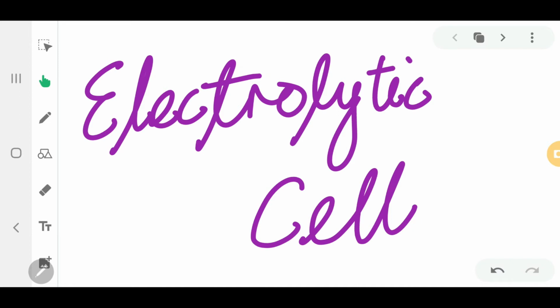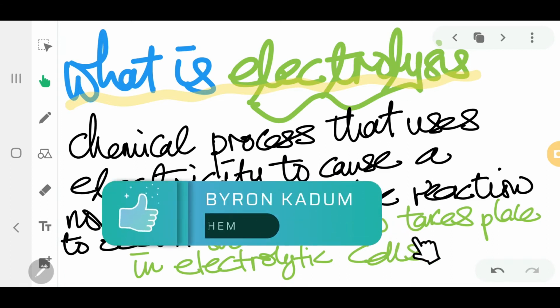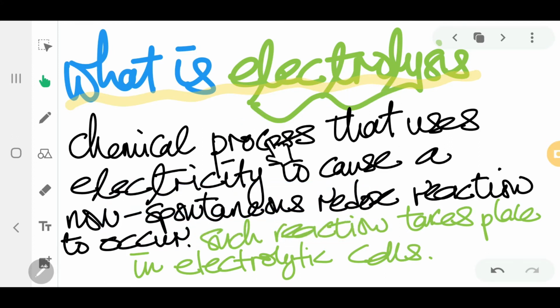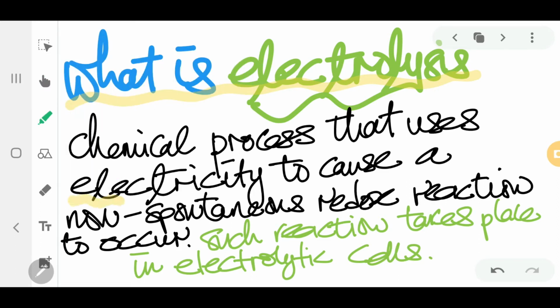Hello everyone, in this video we're going to learn about electrolytic cells. First of all, we need to know what is meant by electrolysis, the process that takes place in electrolytic cells. Basically, electrolysis is defined as the chemical process that utilizes electricity to cause a non-spontaneous redox reaction to occur. So you need to supply electricity in order to get the reaction to occur for a non-spontaneous reaction.